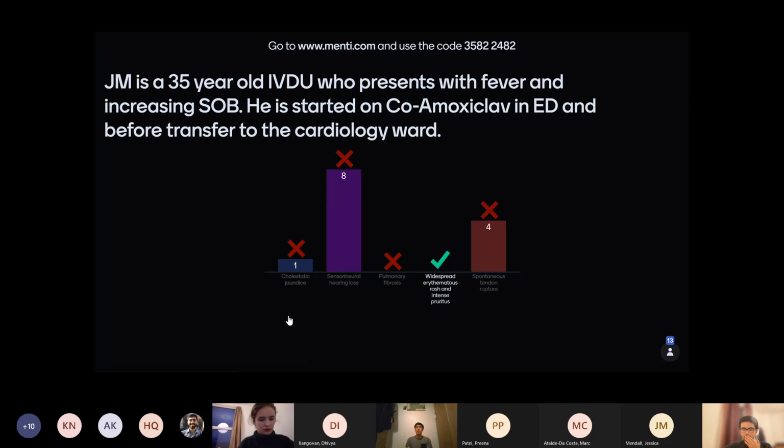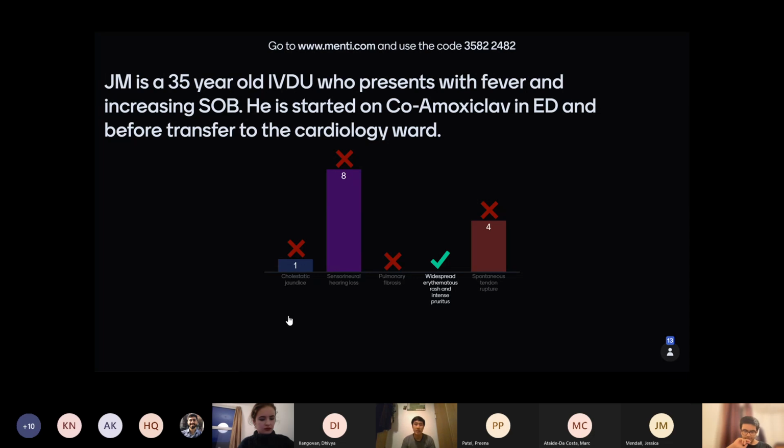Pulmonary fibrosis. Does anyone know what antibiotic causes this? It's a bit more of a rogue one. Very good. Nitrofurantoin is the one I was looking for. Bleomycin, I'm pretty sure, is a chemotherapy, but yes, well done. They are both ones that cause pulmonary fibrosis. Fantastic. Widespread erythematous rash and intense pruritus. You've offered two very good options. Vancomycin, very good. Vancomycin can also cause ototoxicity and nephrotoxicity, but it's not so well associated.